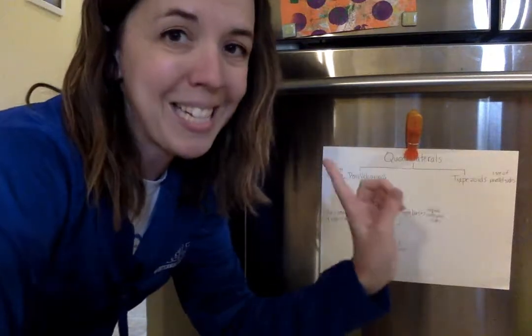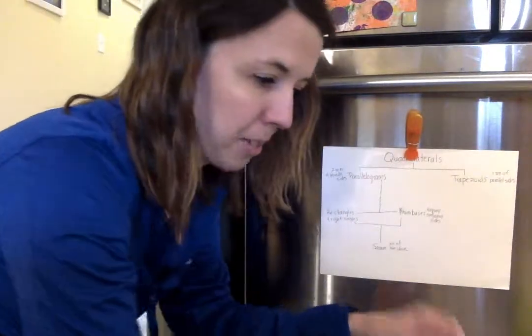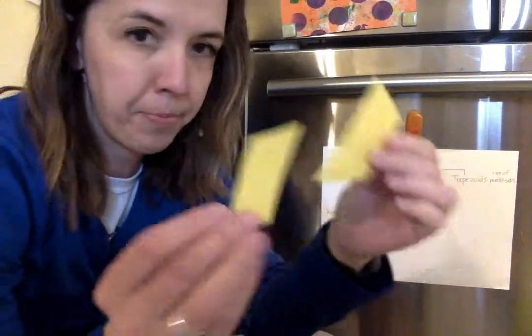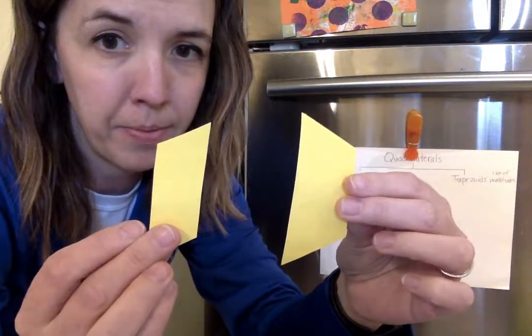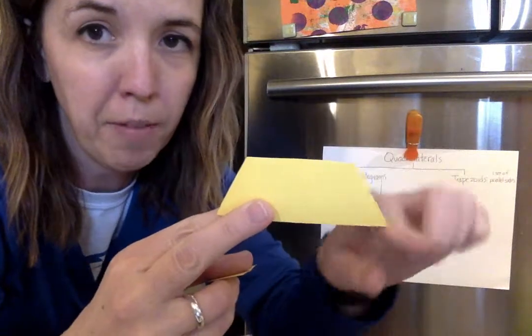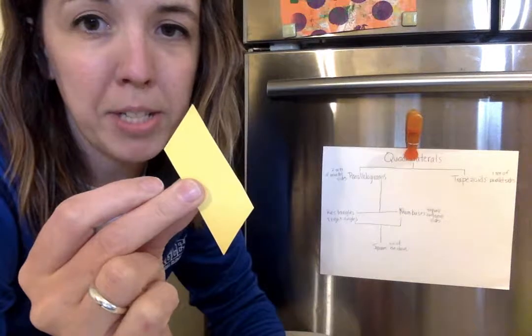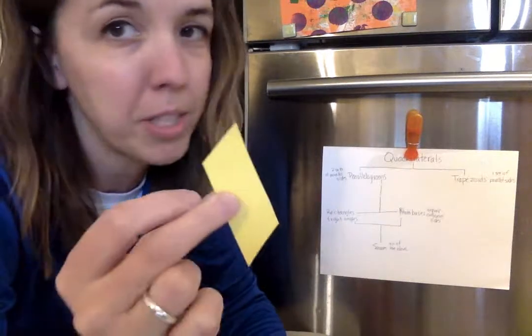A trapezoid has exactly one set of parallel sides. A parallelogram has two, okay? Which one's the parallelogram? Which one's the trapezoid? This is the trapezoid. This set of sides is parallel. They'll never meet no matter how far we extend them. This is the parallelogram. If we extend both of those sets of sides on forever, it's like railroad tracks.